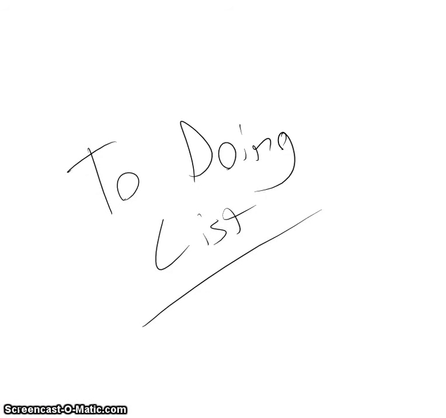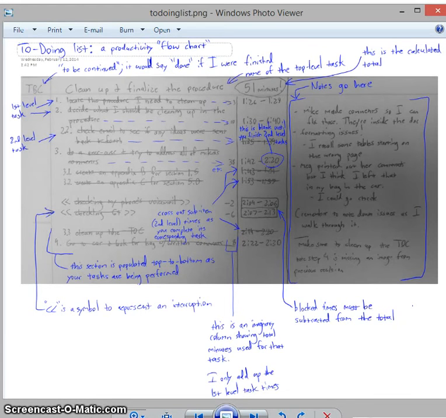In this short video, I'll show you how to make a to-doing list. Here's an example of my to-doing list from today. What you see on the left-hand side are my tasks. What you see at the top of the left-hand side is the top level task that I was trying to do, which is clean up and finalize the procedure.